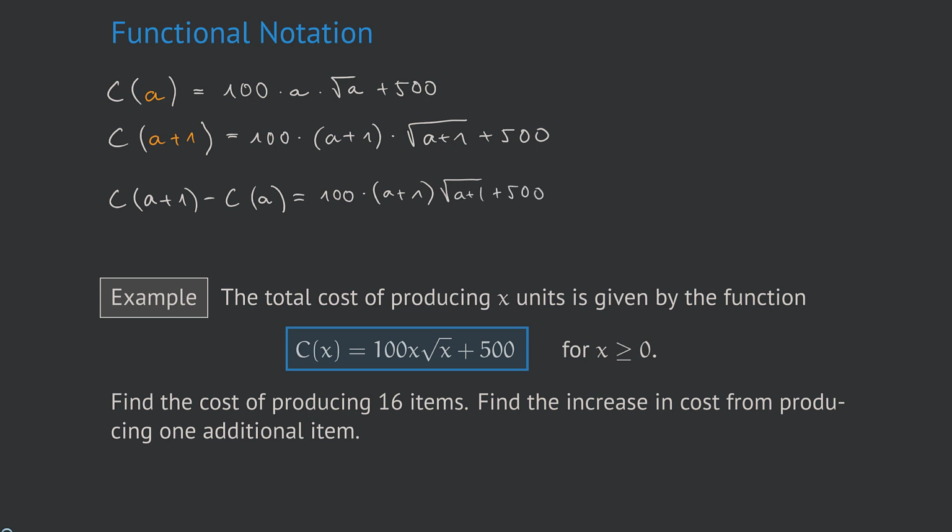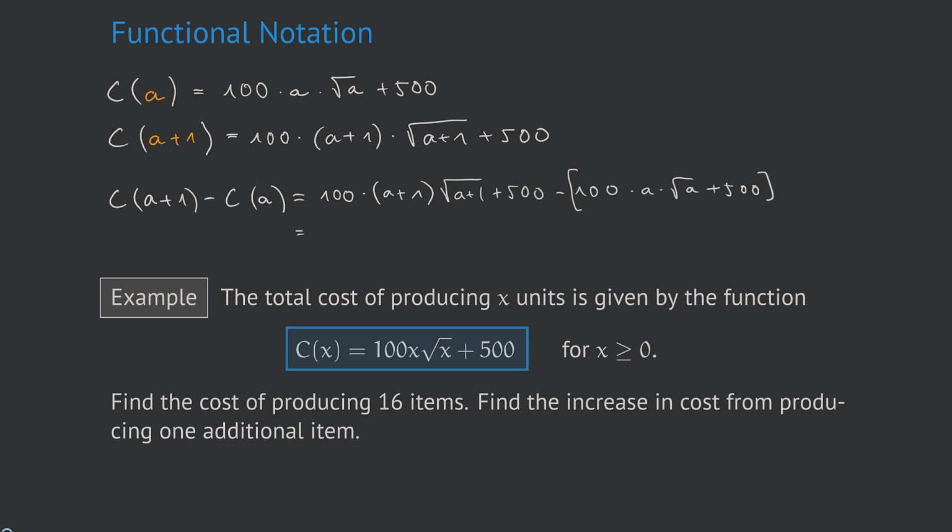And now we have to subtract c of a, which is 100, put in big brackets, times a times square root of a plus 500. And now, usually we say now we have to only simplify, but sometimes there's hard work in simplifying. Let's try to do that here.